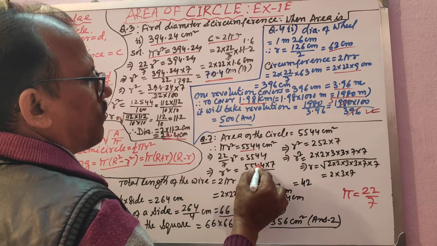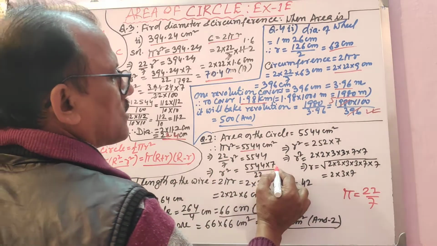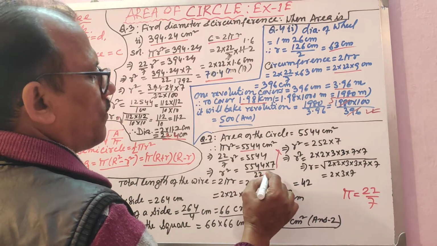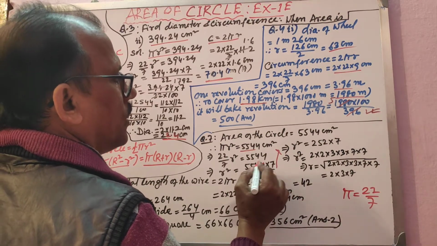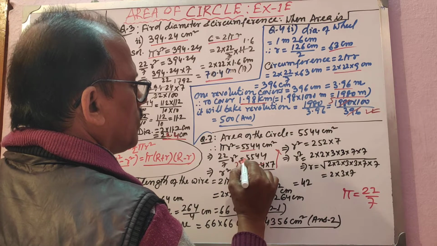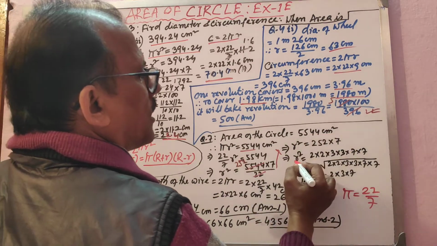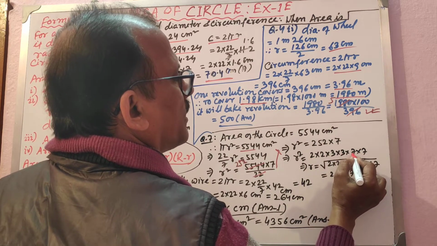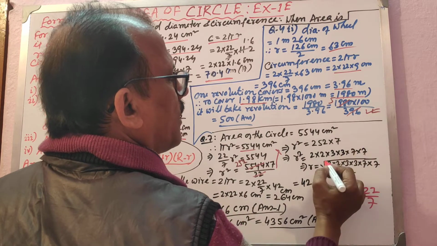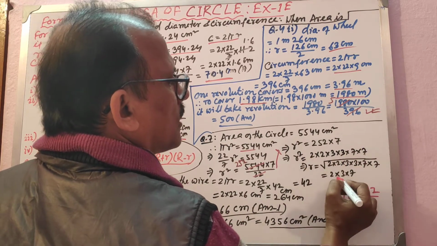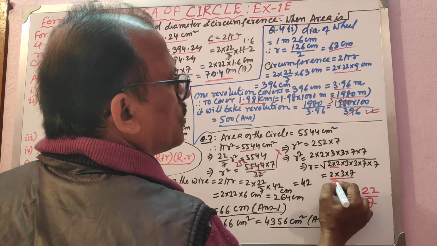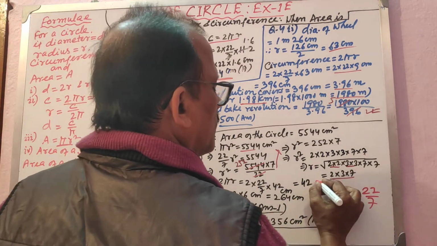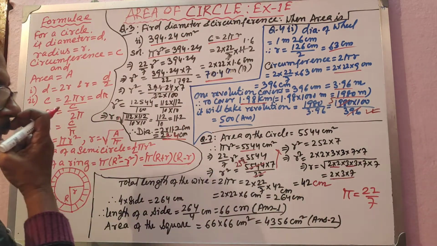r square is equal to 5544 into 7 by 22. Then what does r square become? If you cancel it, you will find 252 into 7. So r square is equal to, if you split 252, you will find 2 into 2 into 3 into 3 into 7, into 7 already there. So r will become the root of this. Taking the root, 2, 3 and 7 come out. 2 into 3 into 7 centimeter will be r, which is equal to 42 centimeter. r is 42 centimeter. Could you understand?